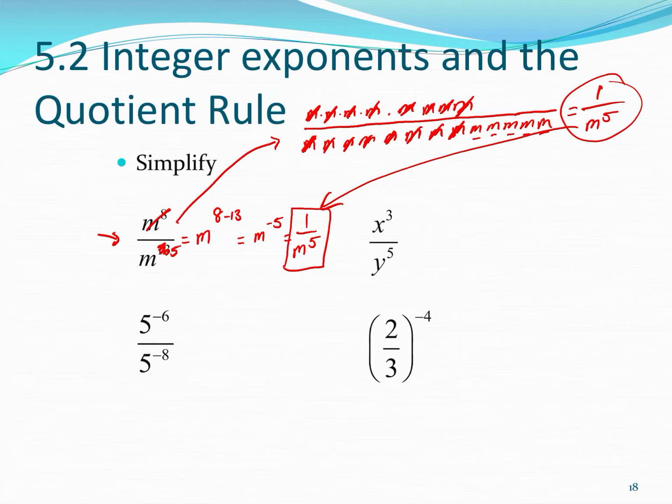easier. Because what I'm going to do is I'm not going to write out all these m's every time. When I do this, I'm going to look at the original problem here, and I'm going to say, okay, there's 8 m's on top. Those 8 cancel 8 of these 13. It means there's 5 left on the bottom. And then I'm going to write it as what's on top, which is understood 1, over m to the 5th. Again, to get us to that answer.